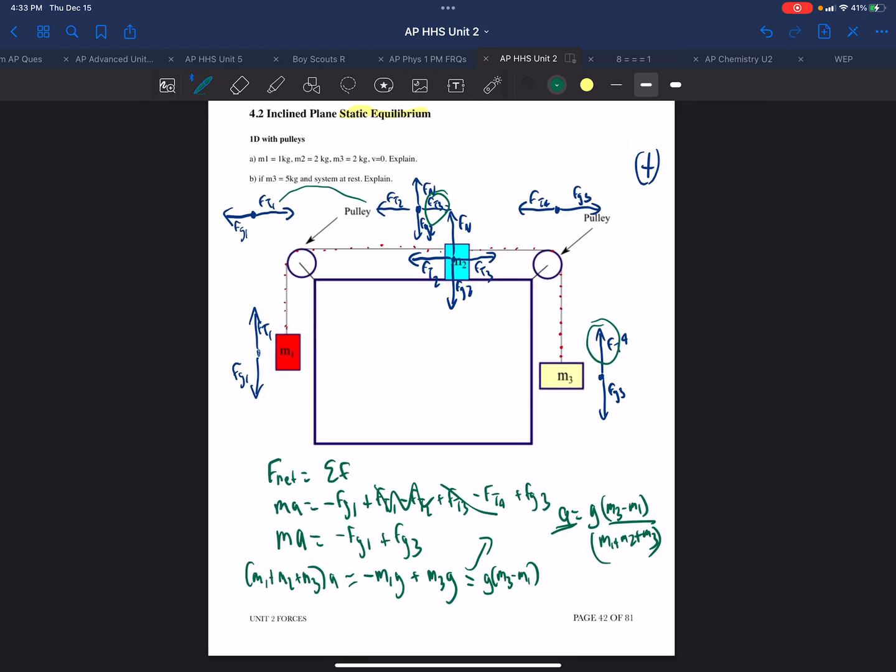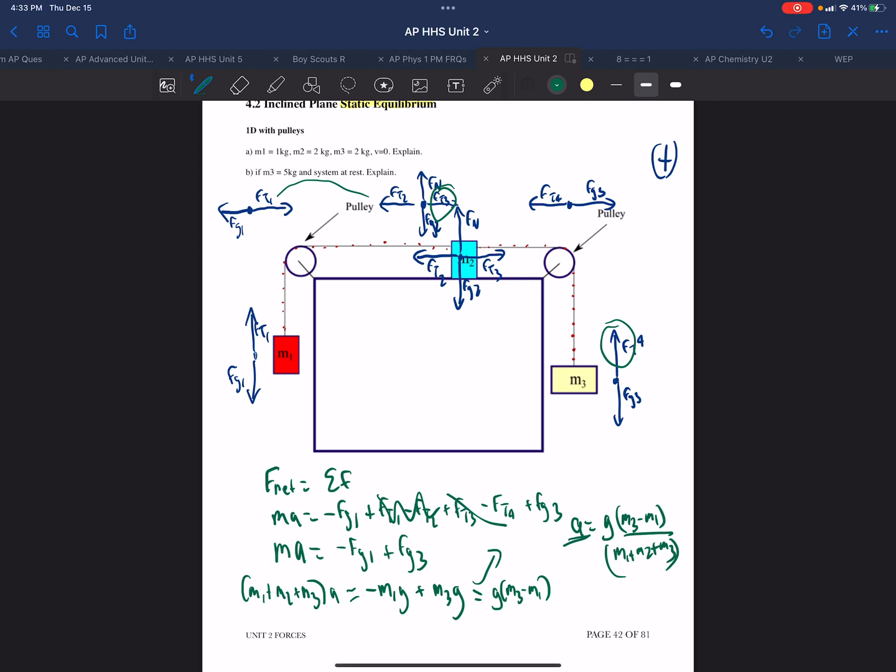Now we're told that the velocity is 0. If mass 1 has a mass of 1 kilogram, mass 2 has a mass of 2 kilograms, and mass 3 has a mass of 2 kilograms, well, ultimately it comes down to this mass and this mass. This thing should accelerate. Basically, this M1 is holding up this M3.